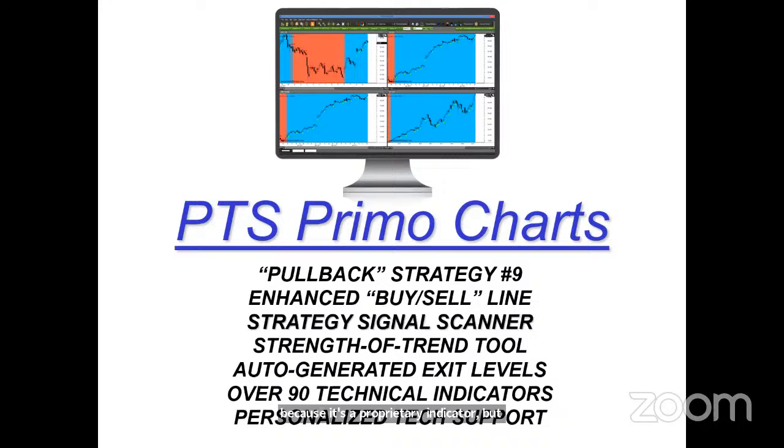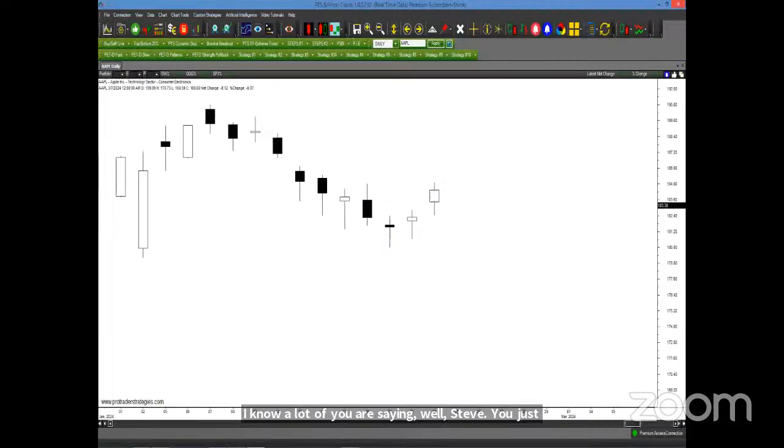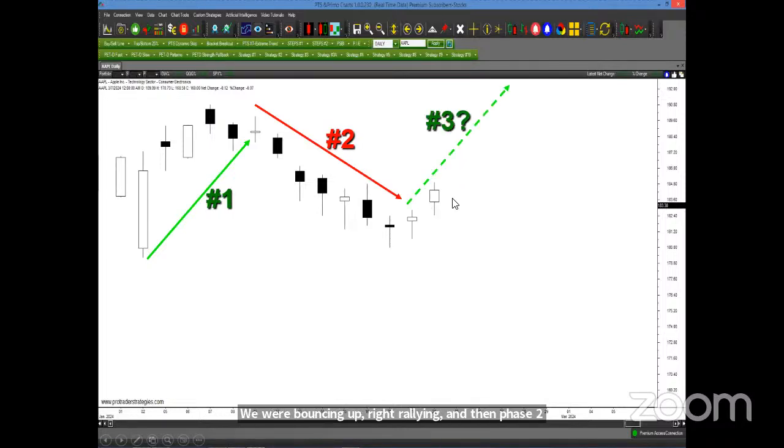Now, I know a lot of you are saying, well, Steve, you just kind of gave it all away, so why should I purchase the strategy number 9 course? Because let's look at this chart here in Apple. It's not very difficult to figure out what the phases are. Okay, there's phase 1. We were bouncing up, right, rallying. And then phase 2 kicked in, the sell-off. Now, it's easy to see that phase 3 is just about to begin, so I want to buy this, right? I don't really need strategy number 9 to tell me, so I kind of have it figured out.